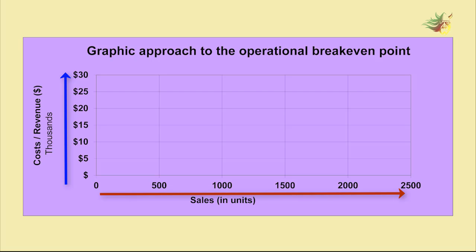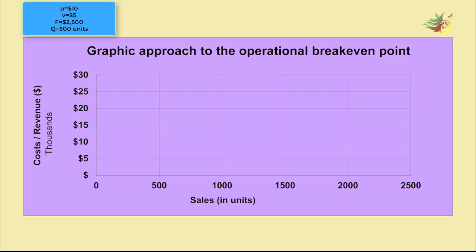The graph will be built using the same numerical example previously shown, where the unitary sale price was 10, the unitary operational variable cost was 5, and the total operational fixed cost was 2,500. Remember, the calculated operational break-even point was 500 units.